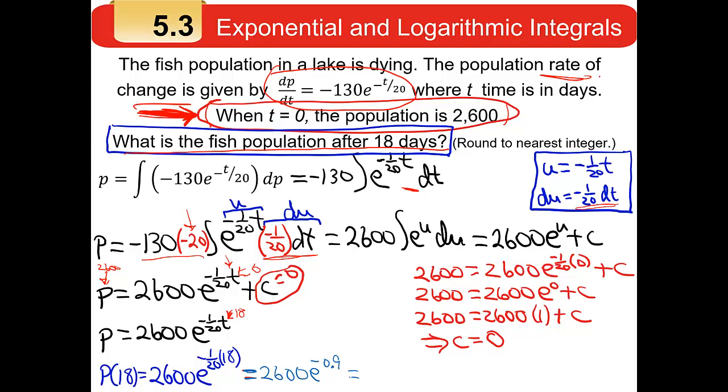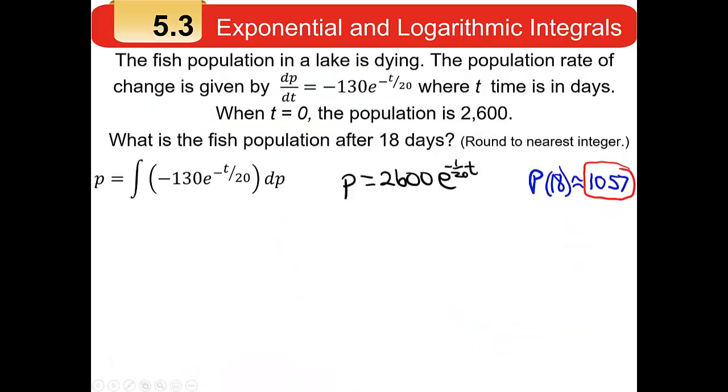If I use my calculator, I can put in 0.9, hit the plus-minus key to make it negative, hit the shift e/log button to get the exponential value, and then multiply that by 2,600. And they said round it to the nearest integer. It comes out to be 1057. So about 1,057 fish would be left after 18 days.